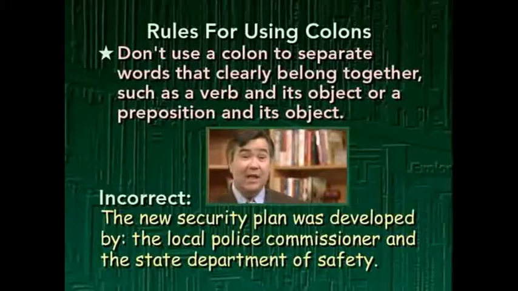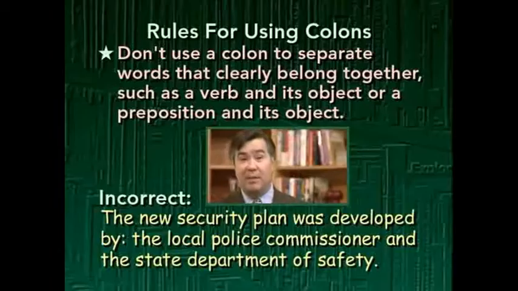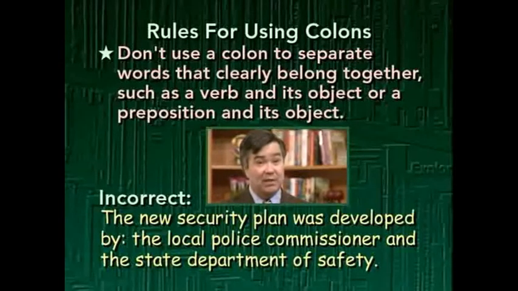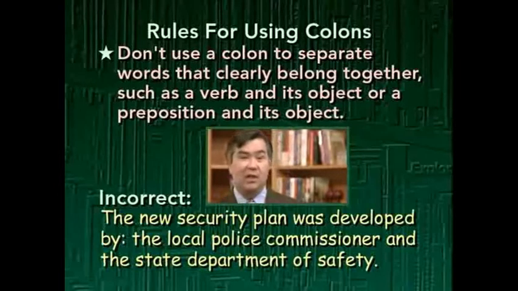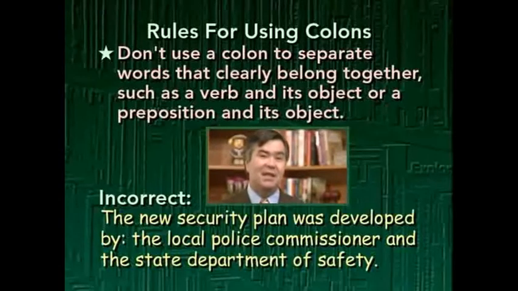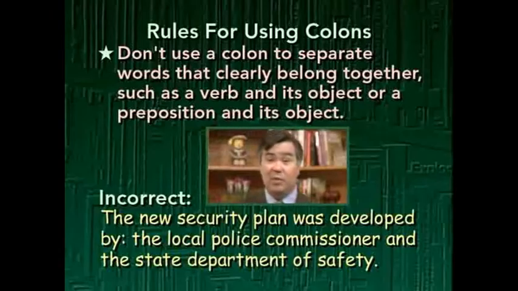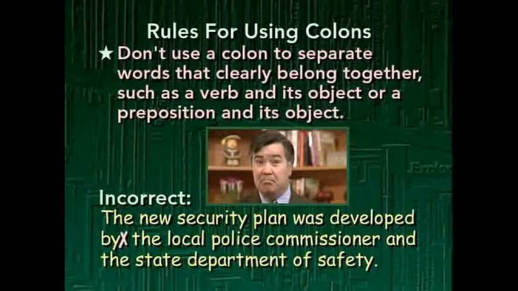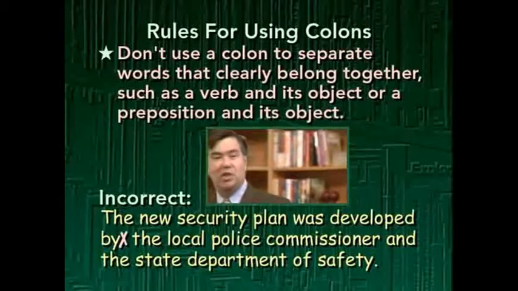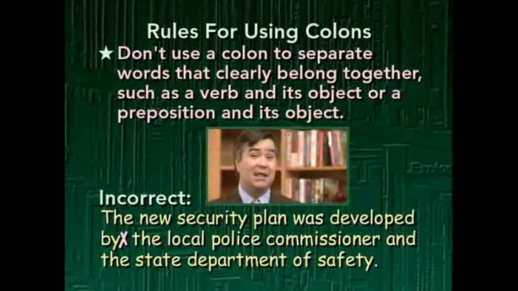Well, the reason is that the colon, in this case, is separating the preposition by from the object of the preposition. The plan was developed by whom? By the police commissioner and State Department of Safety. So the objects of the preposition come right after the colon. The colon, therefore, interrupts or breaks the flow of the preposition and its objects. And once again, what follows and precedes the colon are not equivalent. "The new security plan was developed by" is not equivalent to "the police commissioner and Department of Safety." So for all those reasons, the use of a colon in this instance is wrong.